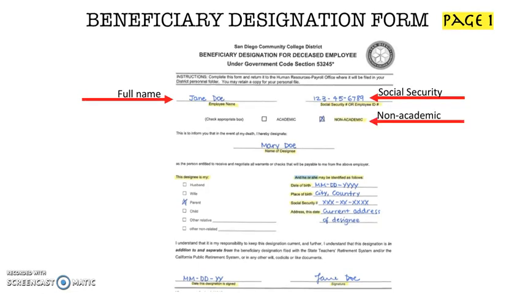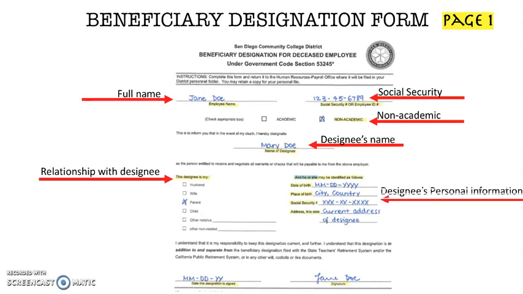Then, you will write the name of the designee, that is, the name of the person who will be contacted in case an emergency happens and who will be able to receive any money on your behalf. Mark your relationship with this person and include their personal and contact information. Then, sign and include the date.